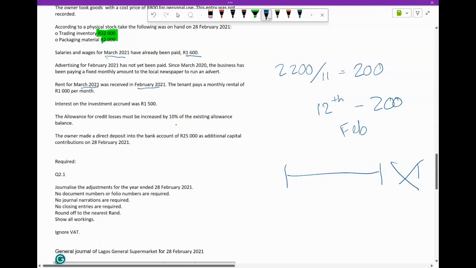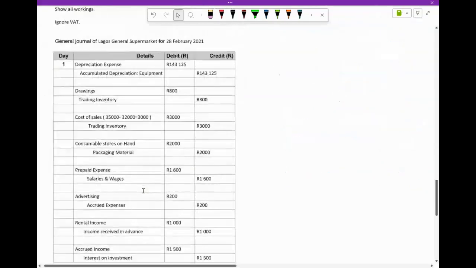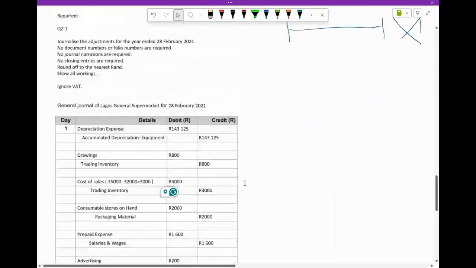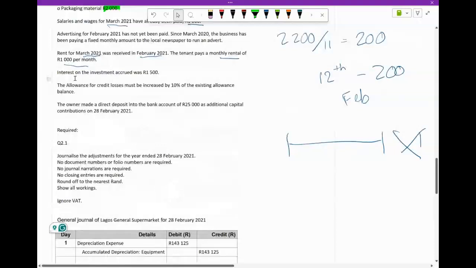So the tenant pays a monthly rental of 1,000 per month. They've made our lives easy. We don't need to do anything fancy here. We just say rent income, we're decreasing it by 1,000, and then income received in advance, or advance. I like advanced, 1,000, home and dry. Remember, this is also a current liability. Okay. Right. Then the next one.